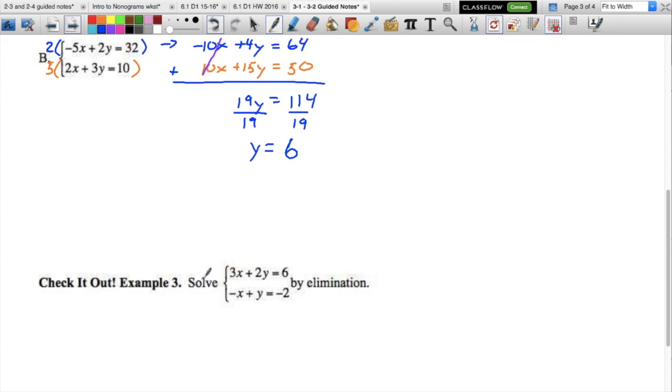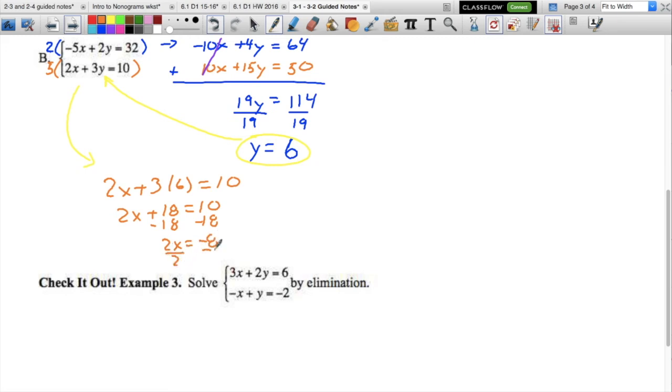Can we plug it into the original problem? Yeah, either one. I mean, technically you could plug it in here too, but the numbers are bigger, so I'd rather you go back to here. In fact, I choose the one with the least amount of negatives most of the time. I'm going to take this y equals 6 and plug it back into this one. All right, and it looks like this. 2x plus 3 times 6 equals 10. So 2x plus 18 equals 10. Subtract 18 from both sides, and I get 2x equals negative 8. Divided by 2, we get x equals negative 4.